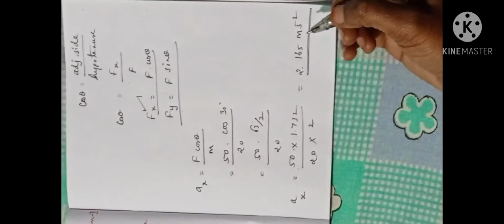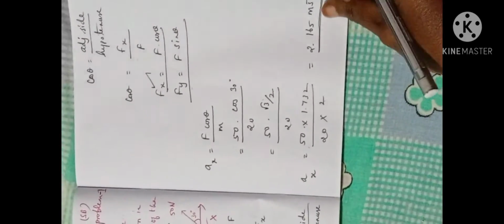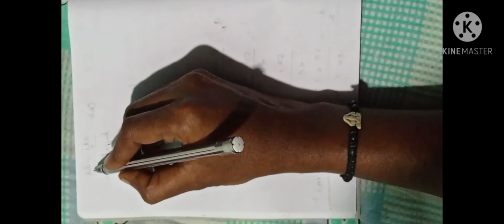Now let us find the y component of acceleration, that is ay. From Newton's second law of motion, F is equal to ma, here Fy is equal to m into ay. So ay is equal to Fy divided by m.